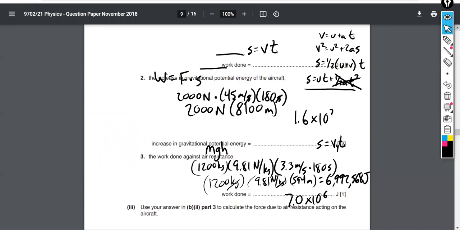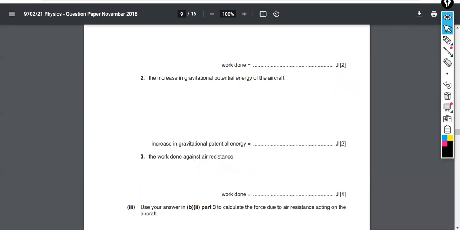If we look at the calculations we just did, and let's clean it up a bit, 1.6 by 10 to the 7 and 7 by 10 to the 6. Something should bother us about these values. We said the work done was 1.6 by 10 to the 7 joules, but the increase in gravitational potential energy was only, what was it? 7 by 10 to the 6. This number is less than this number, okay?